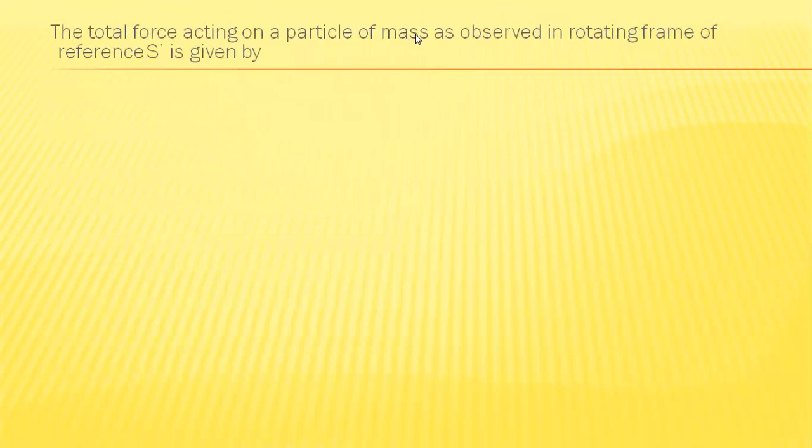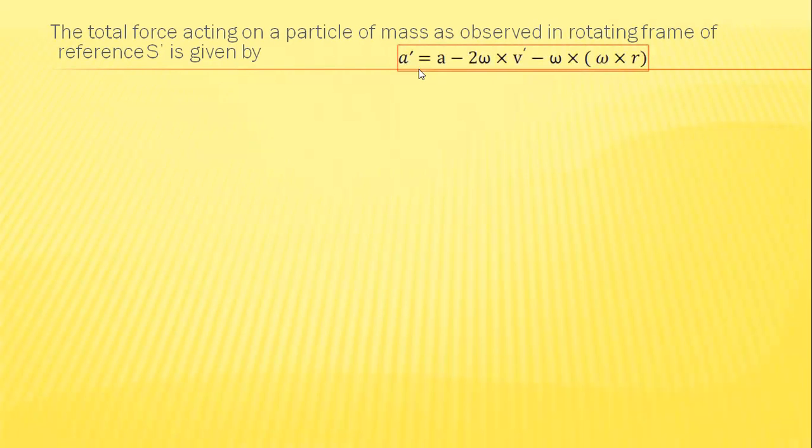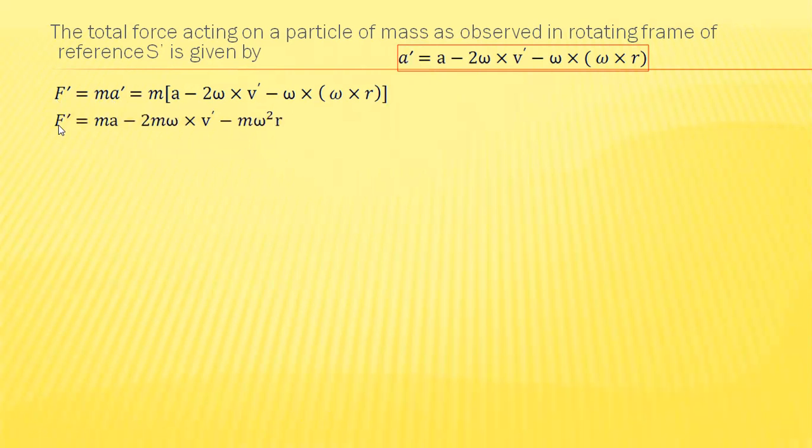Now the total force acting on a particle of mass m as observed in the rotating frame of reference S dash is given by, from equation 11, F dash equals m a dash. Multiplying by the mass m, we get F dash equals m a minus 2m omega cross v dash minus m omega cross omega cross r. Therefore F dash equals F minus 2m omega cross v dash minus m omega cross omega cross r.